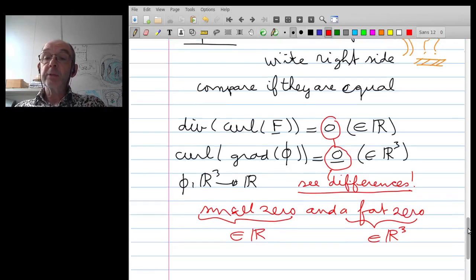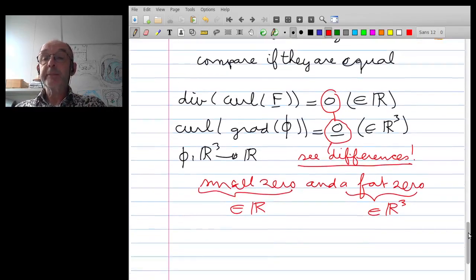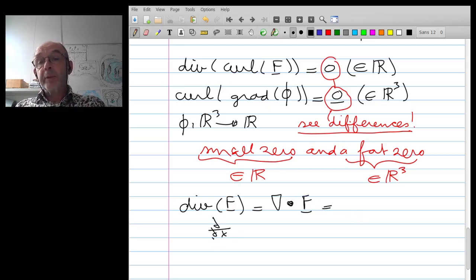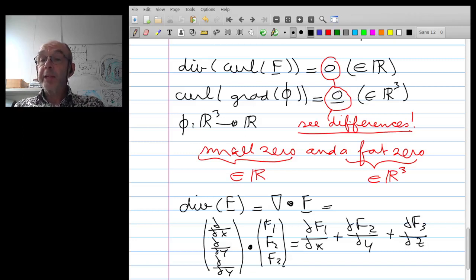And then, how can you write it in some other way? The divergence of some vector field you can also write as the gradient vector and then the inner product with your vector field. Your gradient consists of taking partial derivatives. If you take that inner product, you see what operations you have to do: the first component of your vector field differentiated to x, the second component differentiated to y, and the third component differentiated to z. And that is exactly your divergence.